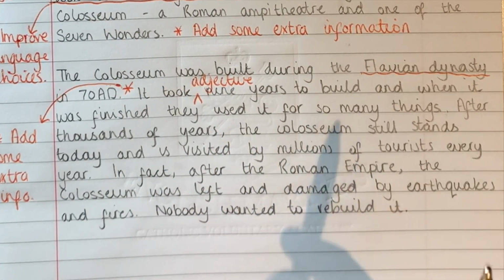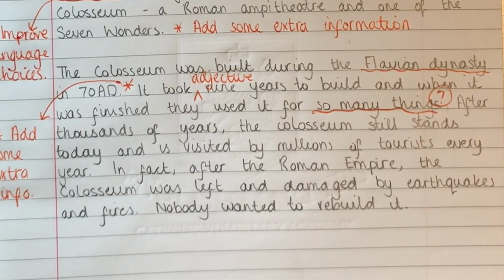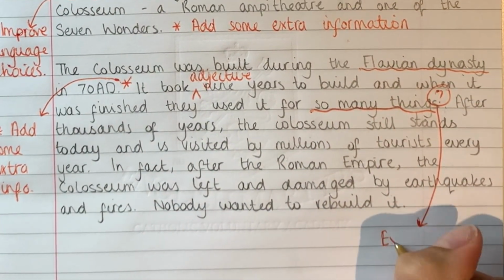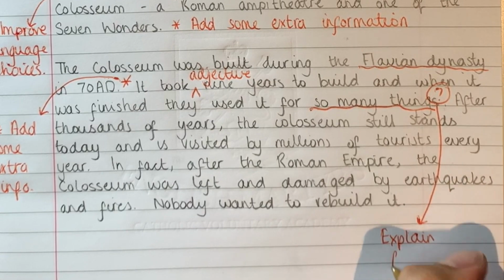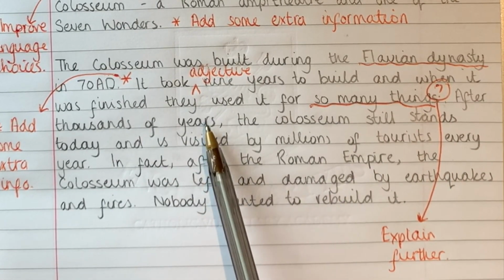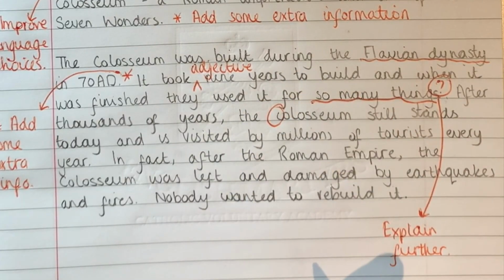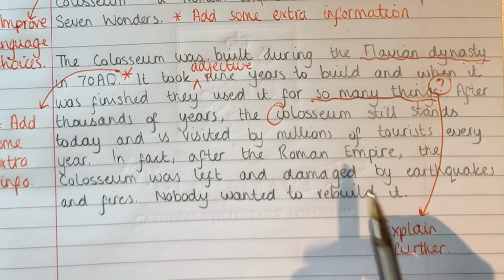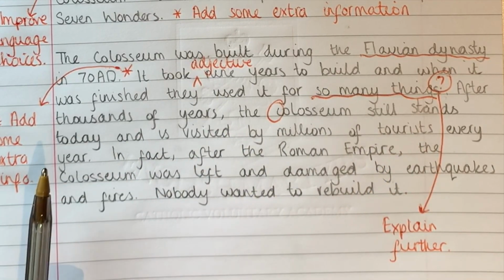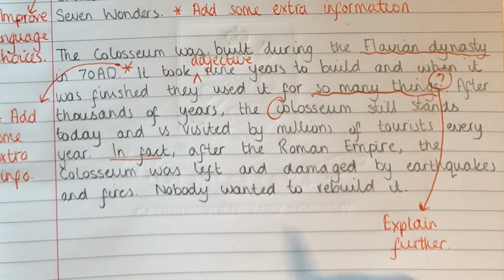I think that's okay. The thing I don't like here is for so many things. That's so vague. What do I mean by so many things? So here I'm going to explain further. After thousands of years, good adverbial. Going to keep that. The Colosseum, so there, missing capital letter. That's my punctuation. Still stands today and is visited by millions of tourists every year. In fact, yeah, I like that as well.